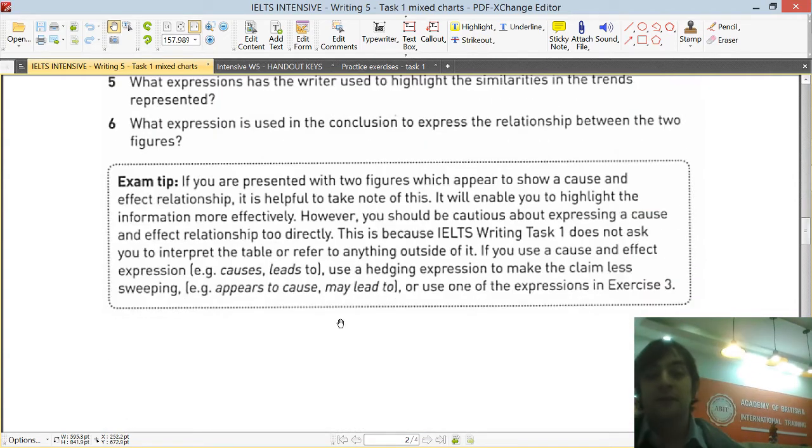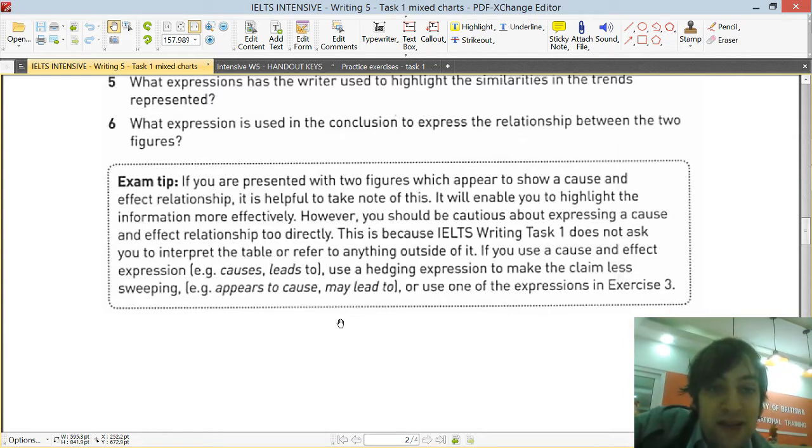Okay? So here's an exam tip. If you are presented with 2 figures which appear to show a cause and effect relationship, it is helpful to take note of this. It will enable you to highlight the information more effectively. However, you should be cautious about expressing a cause and effect relationship too directly. This is because IELTS Writing Task 1 does not ask you to interpret the table or refer to anything outside of it. If you use a cause and effect expression, causes, leads to, use a hedging expression to make the claim less sweeping, like appears to cause, may lead to, or use one of the expressions in exercise 3.